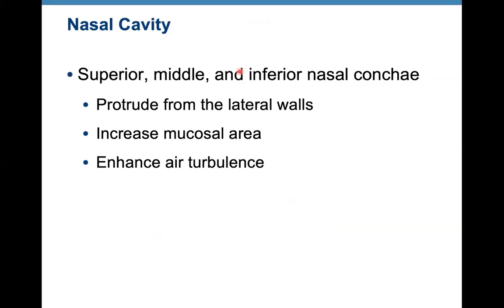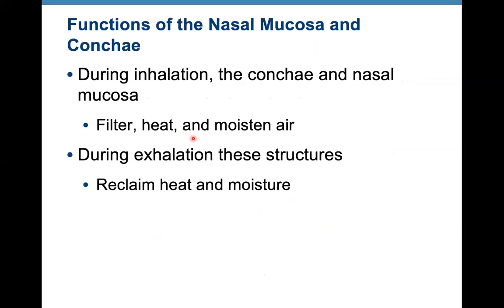So the nasal cavity is formed by the superior, middle, and inferior nasal concha. These will protrude from the lateral walls, and as I just mentioned, they will help to increase the mucosal surface area. They also help to enhance air turbulence. Now, the functions of the nasal mucosa and the concha. During inhalation, the concha and the nasal mucosa will filter, heat, and moisten the air. During exhalation, these structures will then reclaim heat and the moisture.